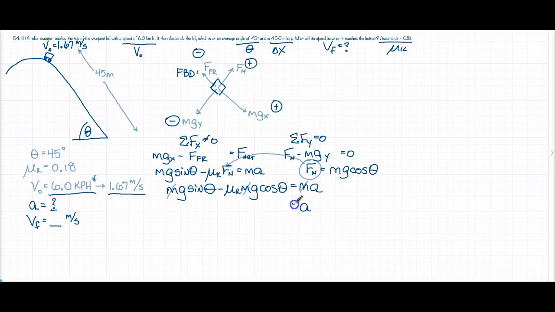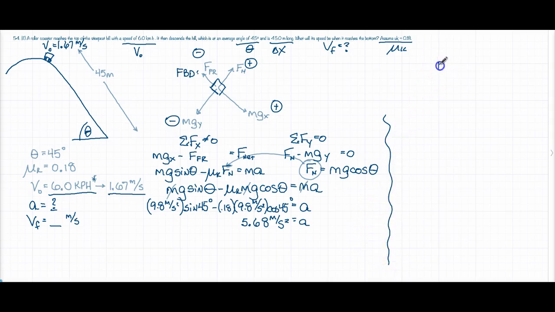I can solve for the acceleration here by substituting in for g, 9.8 meters per second squared times the sine of 45 degrees, minus mu kinetic, 0.18, times g, 9.8 meters per second squared, times the cosine of 45. And when I plug that into my calculator, I get 5.68 meters per second squared as my acceleration. If everything on the left-hand side is dynamics, then this has been reduced to a kinematics problem. And the second part of the problem is using a known acceleration to find a final velocity.